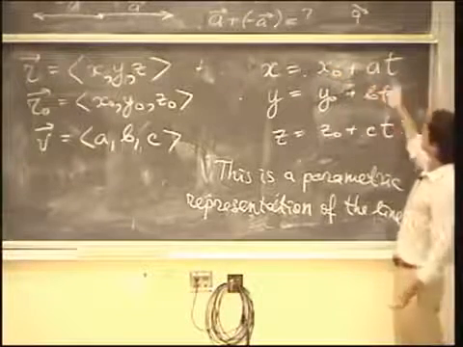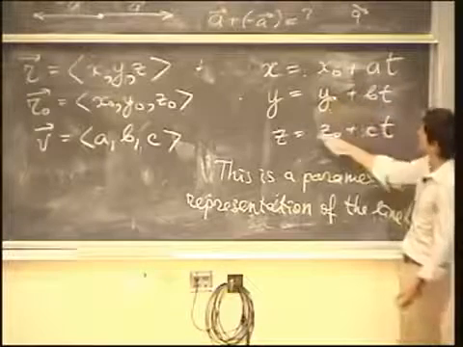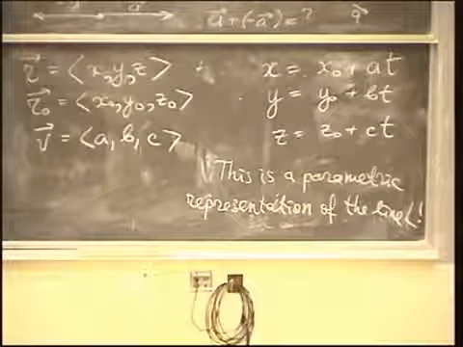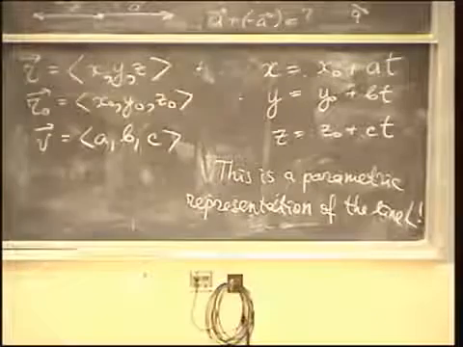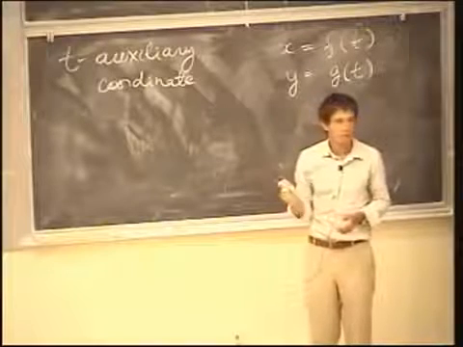But otherwise, it looks very similar because this is some function. You can call it f of t if you want. This is another function called g of t, and this is a third function which we can call h of t. Are there any questions about this?